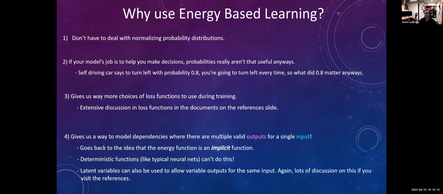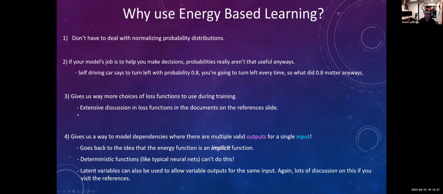The second requires us to think a little bit about what is the job of the model, right? And if your goal is to make decisions, you could argue that probabilities really aren't that useful anyways. Take, for example, a self-driving car. If a model outputs that you should turn left with probability 0.8, you're going to turn left every single time. So what was that 0.8 really doing anyways? Just as effective would have been an energy-based model that gave the lowest energy to the correct answer and told you to turn left. It's the same result.